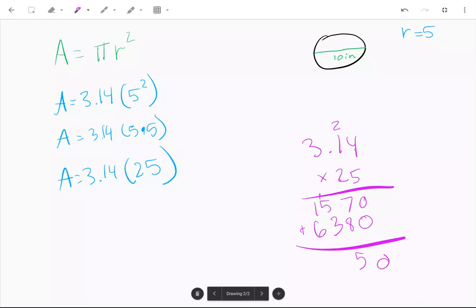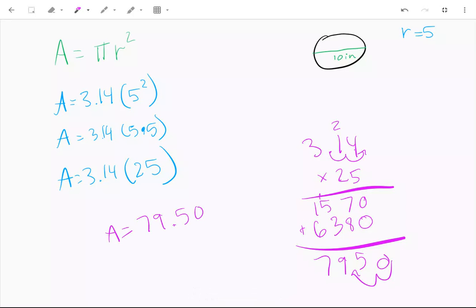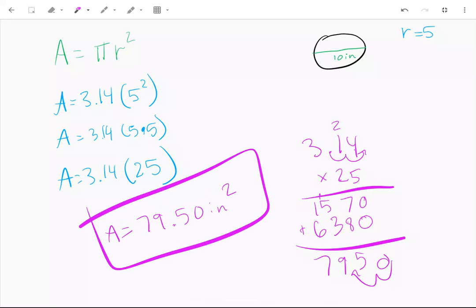And we get 7,850. Oh, actually, don't forget to count your decimals. So we get area is equal to 78.50 inches squared as our final answer. So remember, when they give you the diameter, you can always just split it in half. If they give you the radius, just go ahead and plug in your number to the formula and solve.